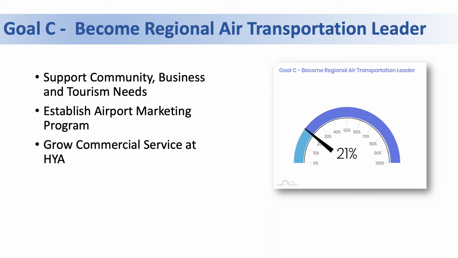Goal C is to become a regional air transportation leader. Objectives within Goal C include supporting community, business, and tourism needs, establishing airport marketing programs, and growing our commercial service. We need to look outside of the box. If we do have competition from the high-speed ferries, then the airport needs to look at other alternatives for commercial service at the airport, and another alternative to providing support to our community and our businesses that could fly directly from Cape Cod to their final destination.